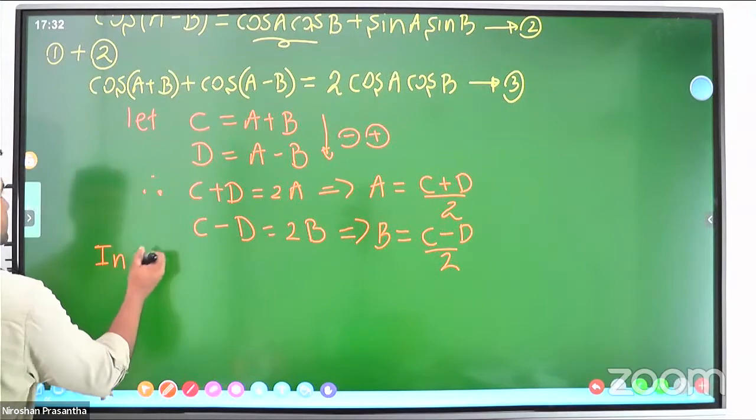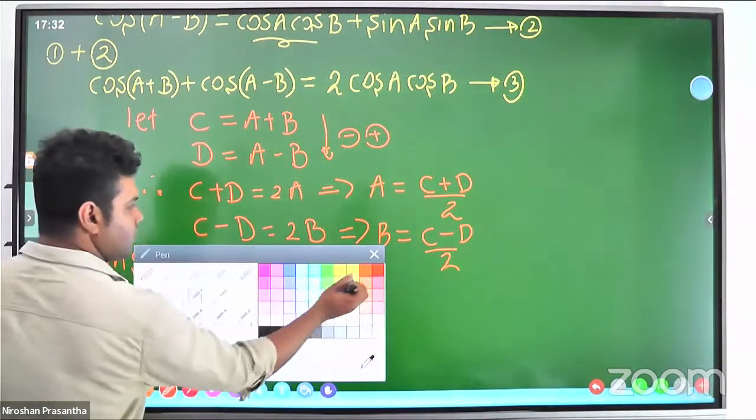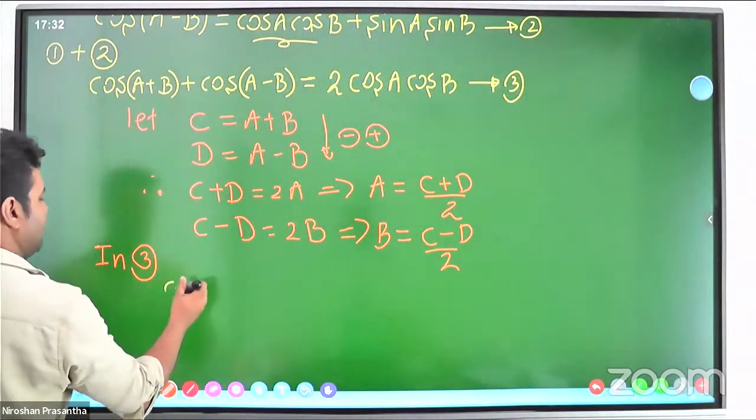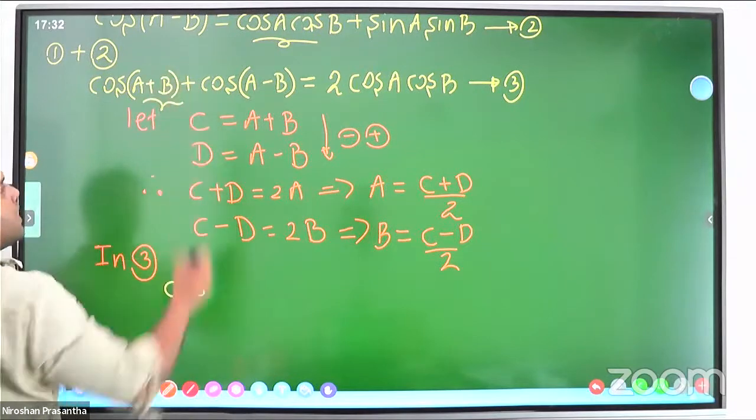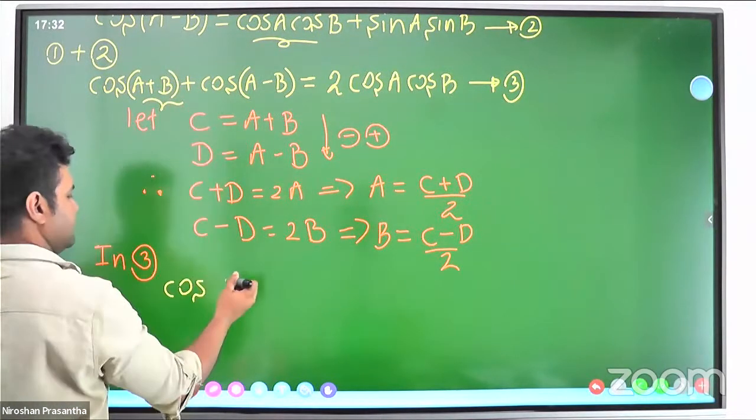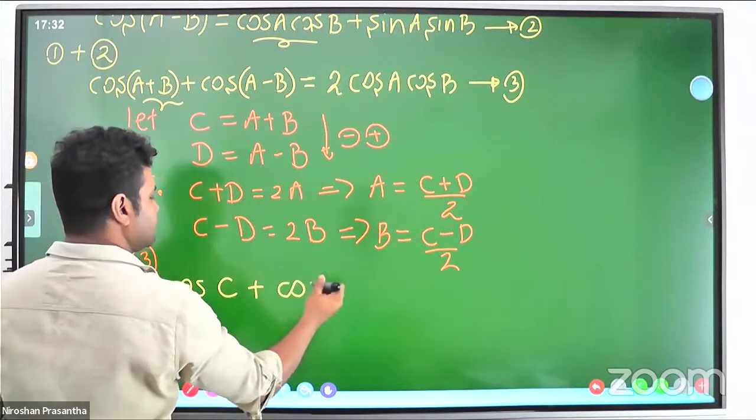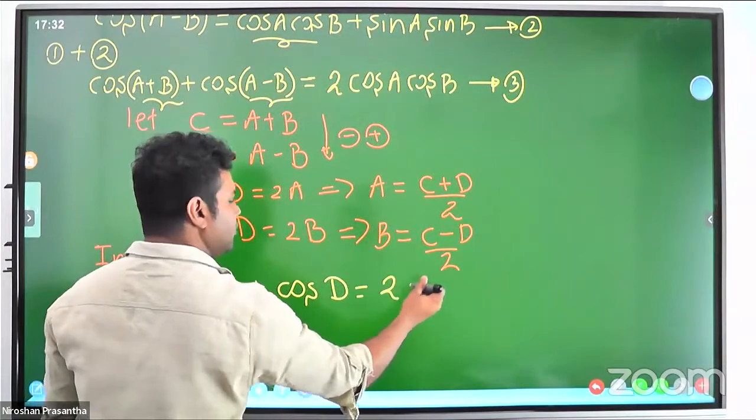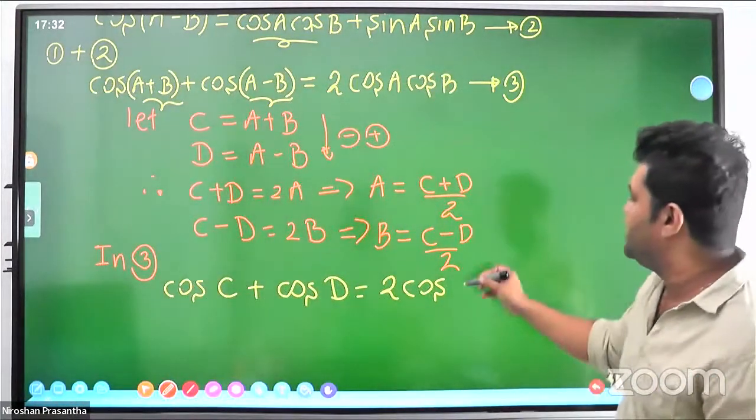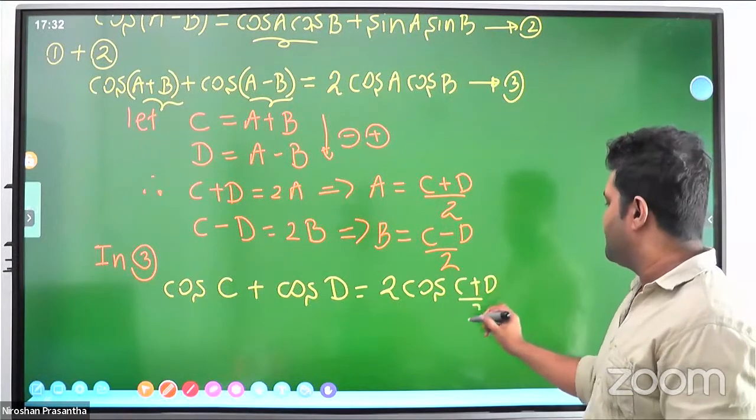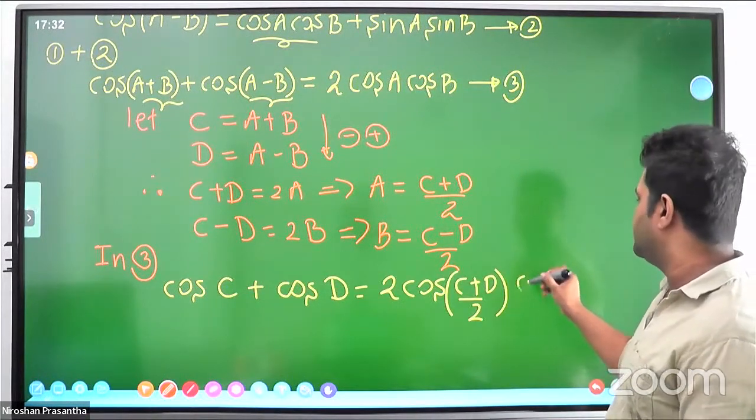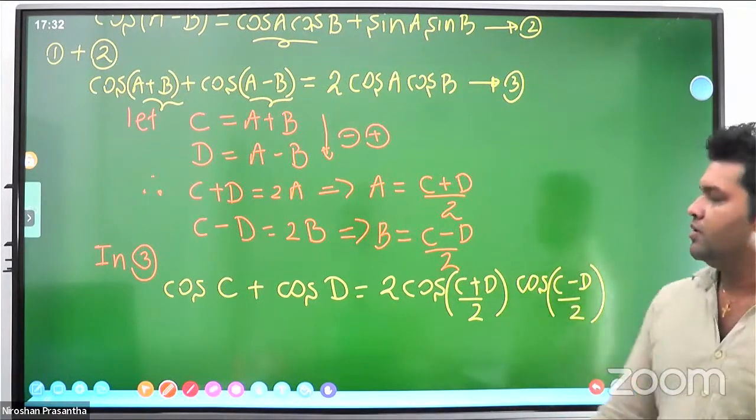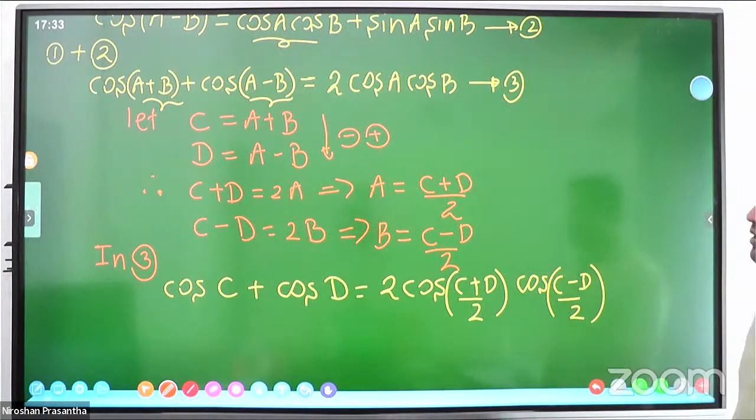In 3, we can write cos(A plus B) equals cos A cos B minus sin A sin B, and cos(A minus B). It is equal to cos of (C plus D) over 2 and cos of (C minus D) over 2.